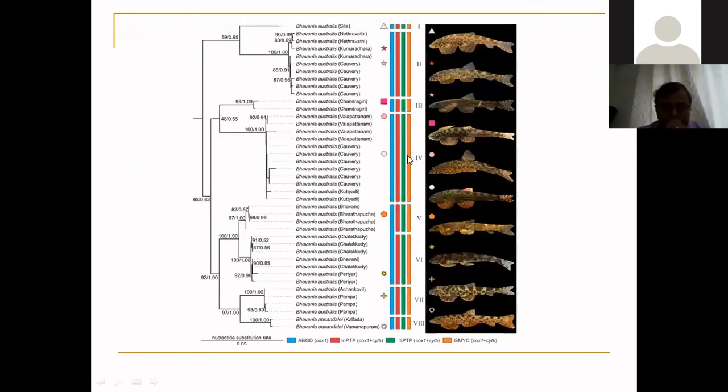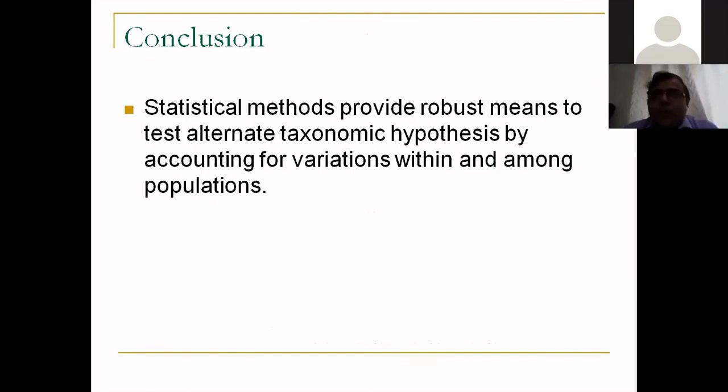Now, this is one paper that we published last year. What we have done here is, again, we have some genetic structuring, and we try to understand whether we can delimit the species using multiple statistical methods. We used ABGD, which is similar to barcoding. So we looked at barcoding, we looked at Poisson tree process and GMYC to find out whether these groups are significantly different from each other or not. So you can use such statistical tests to check your alternate taxonomic hypothesis.